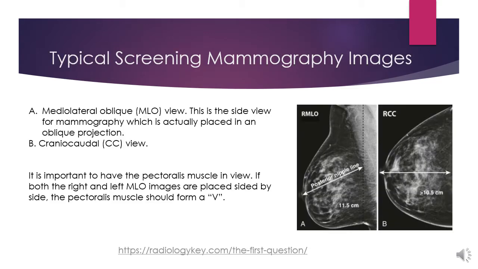These are two images of a screening mammogram. In picture A is the MLO view. What is really important in the MLO view is that the technologist is able to get muscle. You can see this white area here. This is the pectoralis muscle. We want to try and get that on the film as much as possible to prove that we've gotten all of the breast tissue in the image.